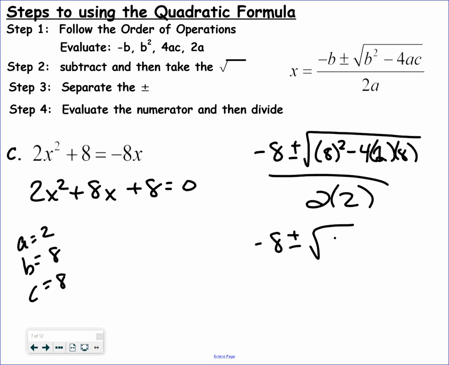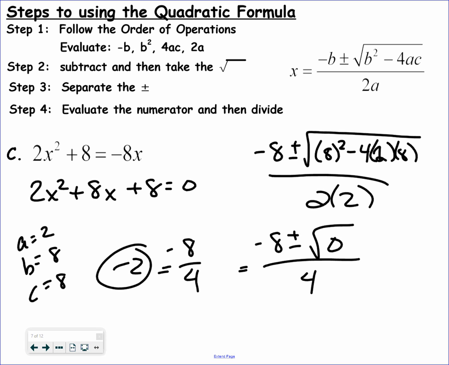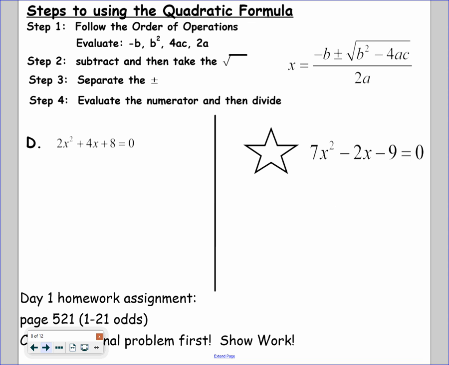Now, what happens if I end up getting a 0? Well, remember, plus and minus 0. Square root of 0 is 0, so negative 8 plus 0 is still negative 8. And negative 8 minus 0 is still negative 8. So instead of having two answers for this one, I'm only going to have one answer. So negative 8 plus 0 divided by 4 and negative 8 minus 0 divided by 4 would just get me negative 2.